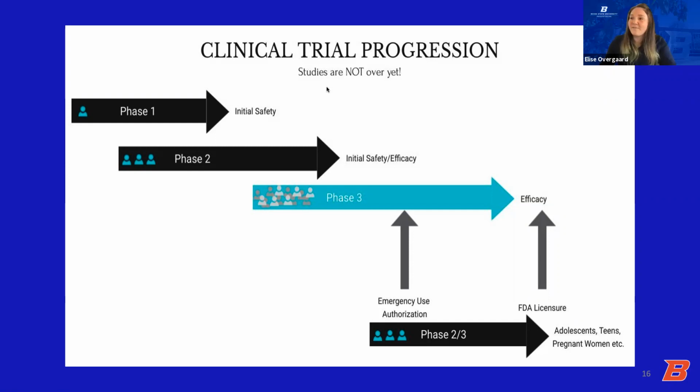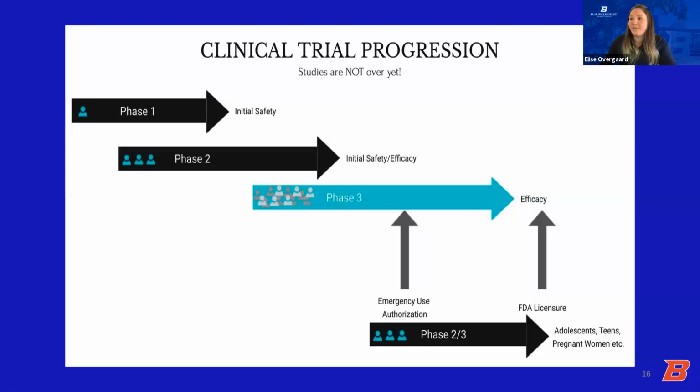So if we can show that the vaccine does make an immune response in phase 2, then we can move on to phase 3. In phase 3, we start saying, great, we made an immune response, but does the immune response actually protect you from the disease? So we start to look for vaccine efficacy here.